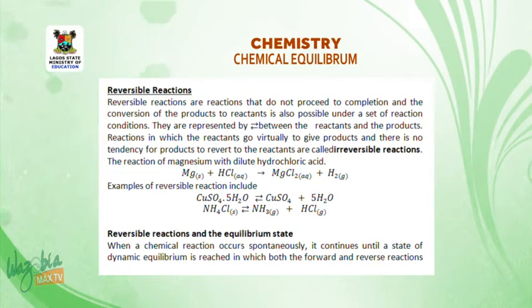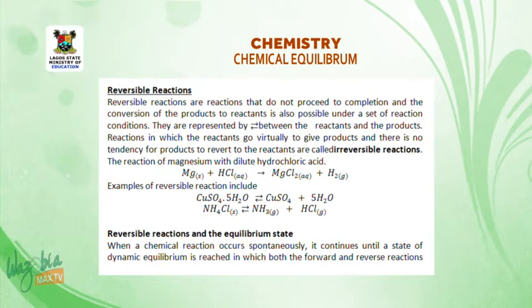Example: the reaction of magnesium with dilute hydrochloric acid to give magnesium chloride and hydrogen gas. Examples of reversible reactions include the decomposition of copper(II) sulfate pentahydrate to give copper(II) sulfate and 5 moles of water, and also ammonium chloride reversibly giving ammonia and hydrogen chloride gas.